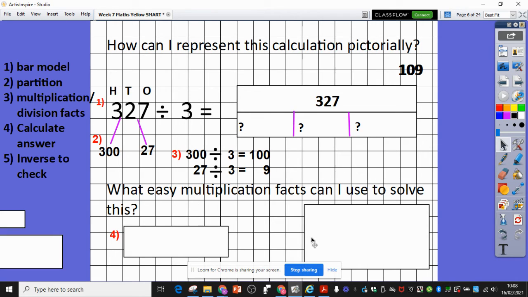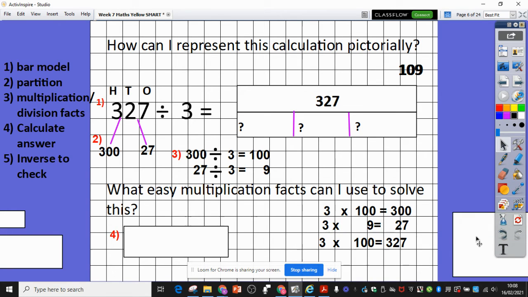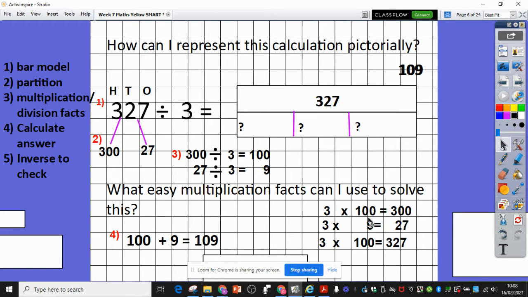So what easy multiplication facts did I use to solve that problem? Let's see what's under here. Yes, 3 times 100 equals 300, 3 times 9 equals 27, and 3 times 109 equals 327. So I've added all these together, and I know that my answer is 100 plus 9 equals 109. So I've calculated my answer, and I've done my inverse here to help me.